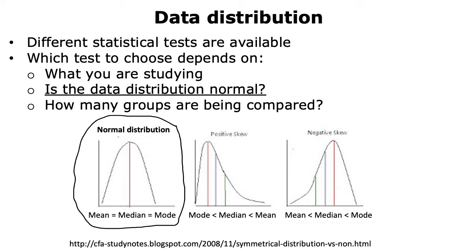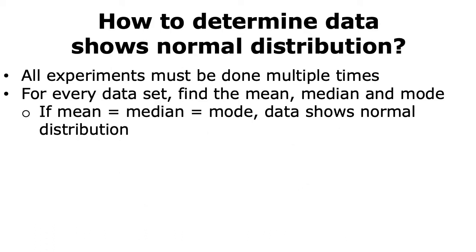Now, instead of just eyeballing the curve and determining whether the data shows normal distribution, we can determine the distribution of data by doing some calculations. In order to find normal distribution of data, all experiments should be done multiple times and in replicates so that there are many readings for a given condition. For every data set, we can find the mean, median, and mode. And if they are equal, then the data shows normal distribution.